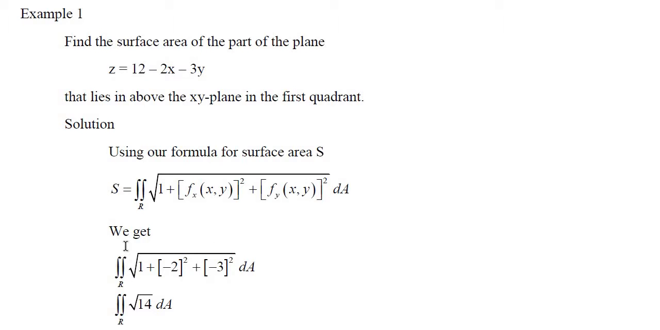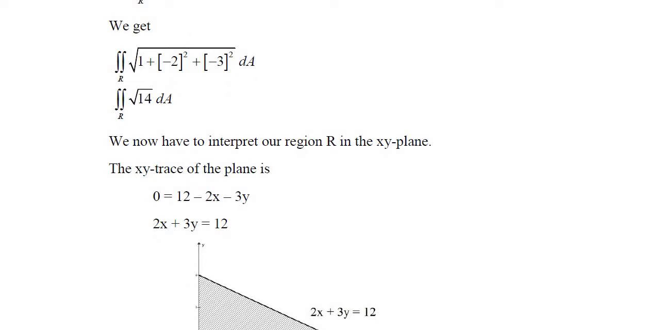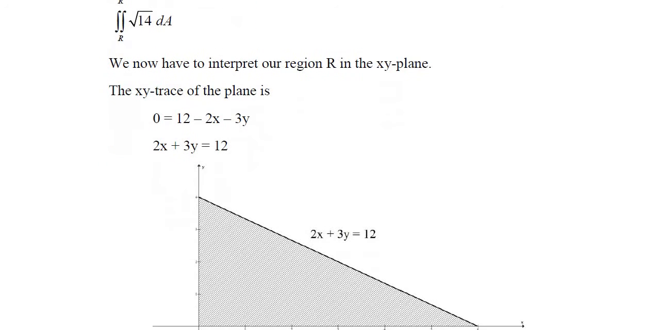So we get the double integral of the square root of 1 plus, well, the derivative with respect to x, that's negative 2, so it's negative 2 squared. The derivative with respect to y, that's negative 3, so it's going to be negative 3 squared. So 1 plus 4 plus 9 ends up giving me a square root of 14. So now we have to interpret that region.